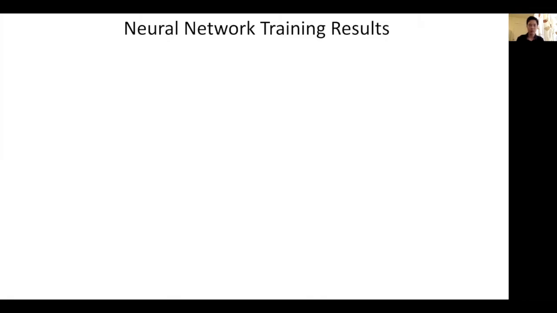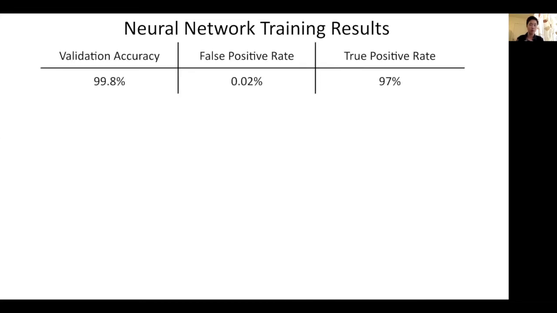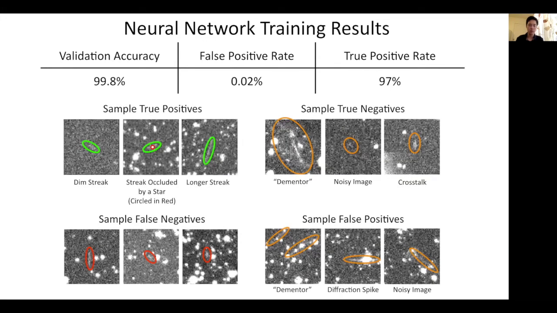By training the neural network, I've been able to get the following results. Overall, the model is very accurate and works very well for detecting streaks. It has a very low false positive rate and also a high accuracy for the validation set. Below are some sample detections and also incorrect classifications. Overall, the model is quite robust, being able to deal with occlusions from other stars and also detecting some very faint asteroid streaks. Although there are some false positives due to various artifacts, overall these are very minimal as there's a very low false positive rate.